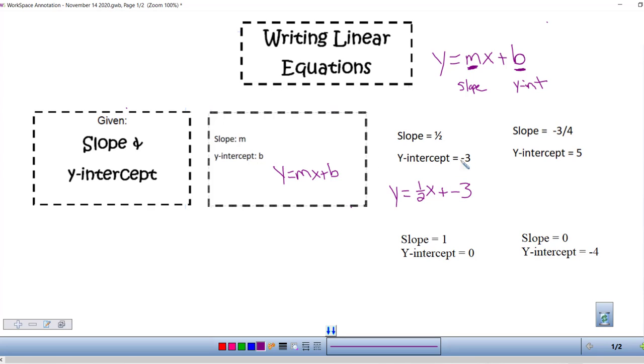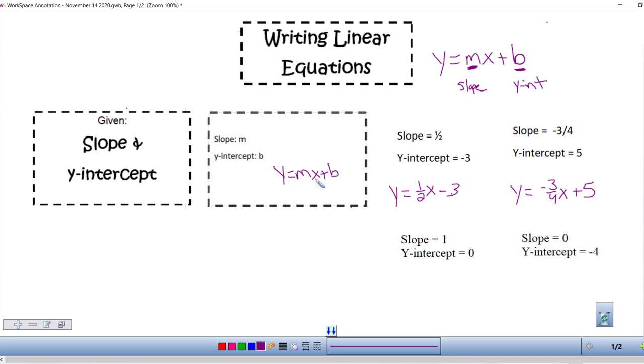Whenever we have a negative y-intercept, I don't need to put plus a negative. Plus a negative is the same thing as just putting minus. It's okay if you put plus -3, but it's better if we just write minus. So the slope always goes in front of the x and the y-intercept goes after the x. Next example, slope equals 3/4 and y-intercept is 5. So we put the 3/4 before the x because that's our slope, and we put the plus 5 after the x because that's our y-intercept.